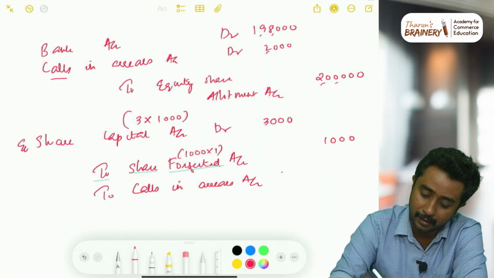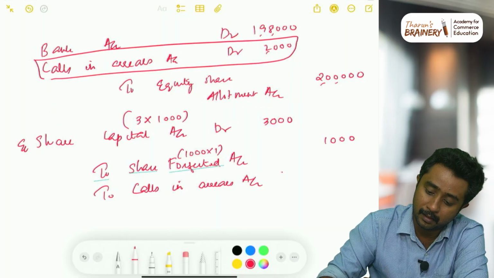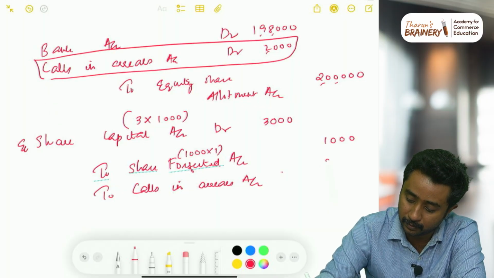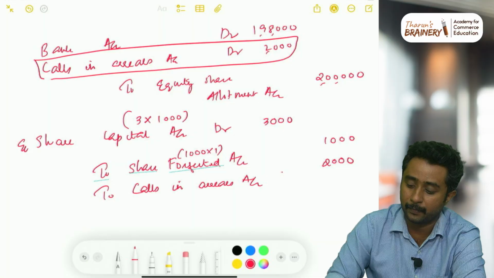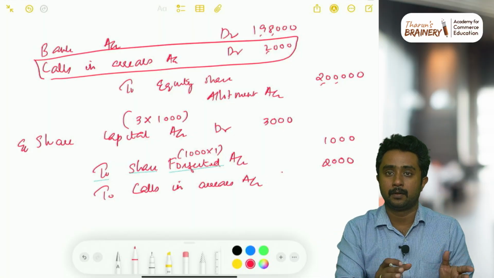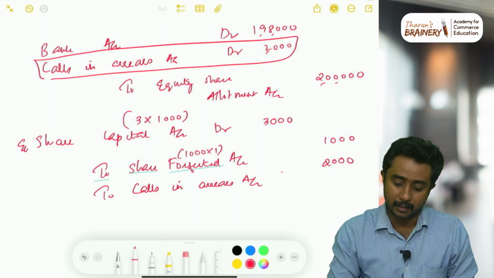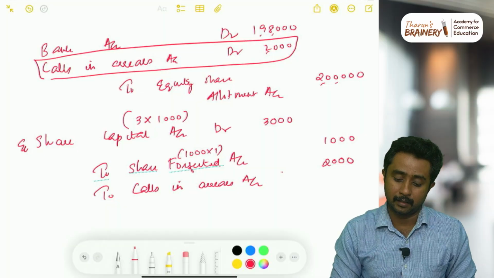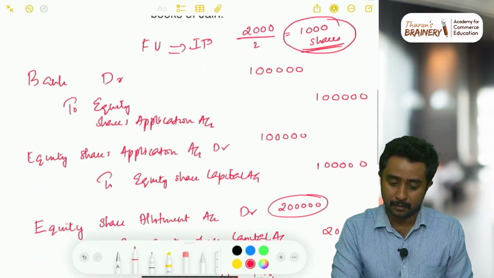Calls in arrears, here already we have written calls in arrears. The pending amount from Ramesh is 2000. That we will be writing here. Okay, so totally 3000 will come each on the debit as well as the credit side. So this is the entry for cancelling the share. Is the question over? No.